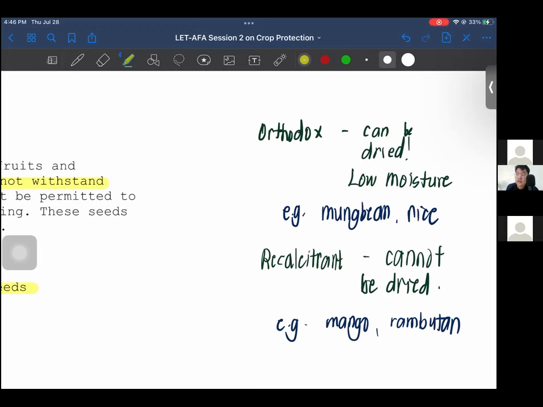Ito yung mga kayang ilagay sa seeds, sa seed packets. For example, yan, mung bean, rice. They can survive. Kasi sila mismo, pwede silang i-dry. Ganyan. Even okra, yung mga yan. Kapag recalcitrant, ito yung mga maraming moisture content. For example, mango, rambutan. Di ba yung seed ng mango sobrang laki? So, yun, kailangan niya ng moisture in order to survive. Same true with rambutan. Hindi sila pwedeng i-dry kasi kapag nag-dry sila, hindi na sila tutubo. Ayan. So, ang moisture content ng orthodox is low, ng recalcitrant is relatively high.